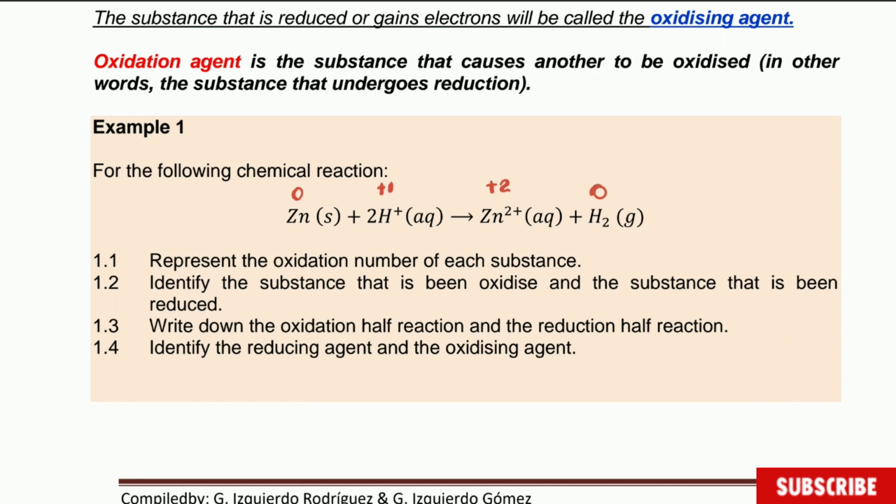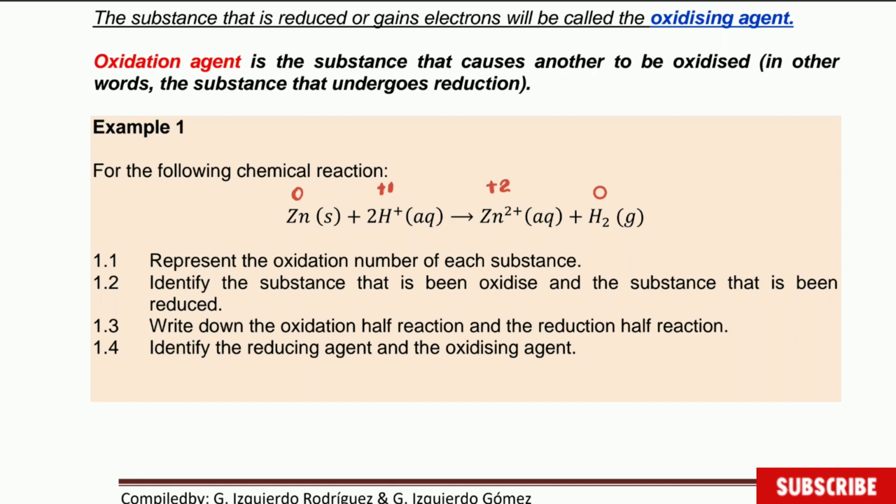You can see the oxidation numbers right there on top. Let me erase that one. And then that's it. It's quite simple. All you have to do is to follow the rule. You don't have to mention what rule you used, but be able to get the oxidation number of the different atoms. Question 1.2, identify the substance that is being oxidized and the substance that is being reduced.